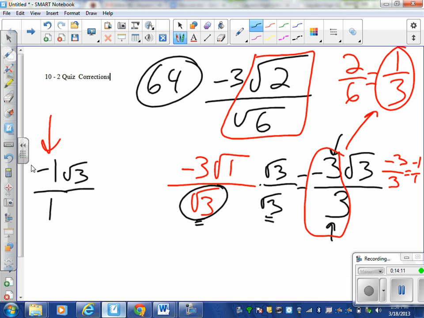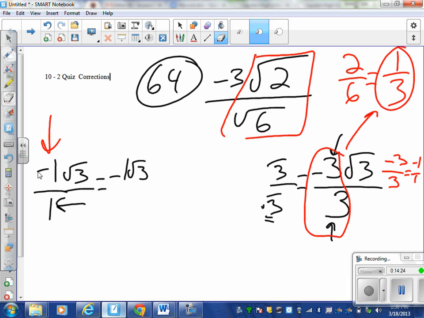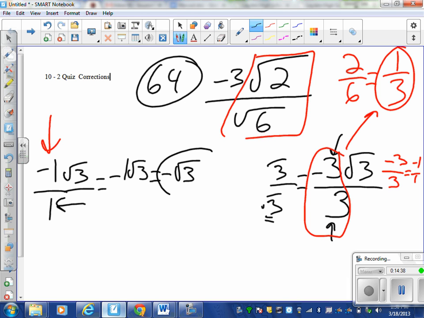Do I need this 1 on the bottom? No. I can rewrite this as negative 1 square root 3. Let me remove this a little bit. Speaking of invisible ones, do I need this 1 in front of the square root sign? No. So this invisible 1 just goes away, so I have negative square root 3. So my final answer would be negative square root 3.